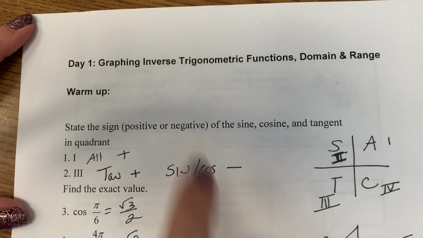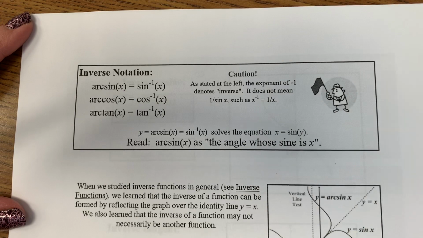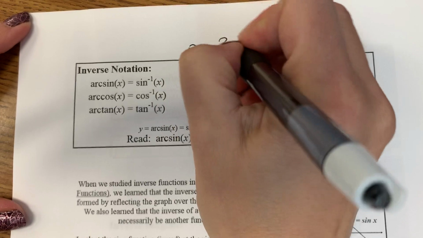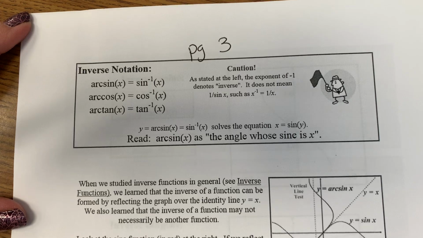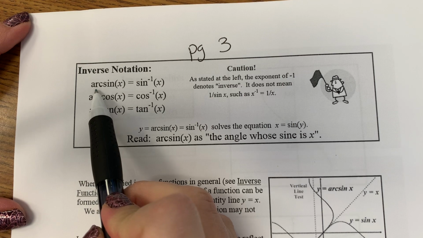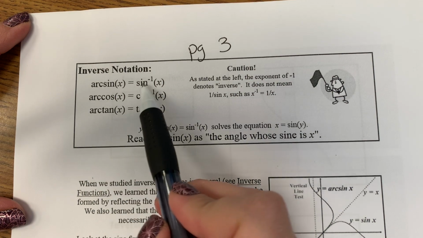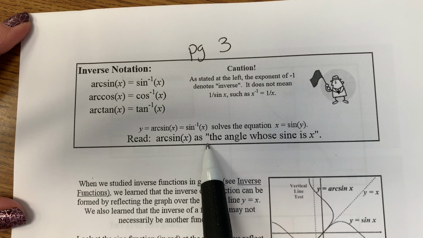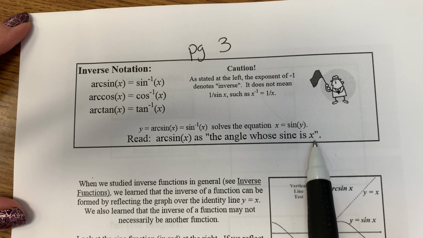So our focus today is going to be graphing inverse trig functions and their domain and range. So page 3 first starts off with some notation for us. The -1 exponent stands for inverse. You can also write that as arc sine, arc cosine, and arc tangent. And when we find the sine inverse or the cosine inverse or the tangent inverse, we think of it as what angle gives me the sine of x.